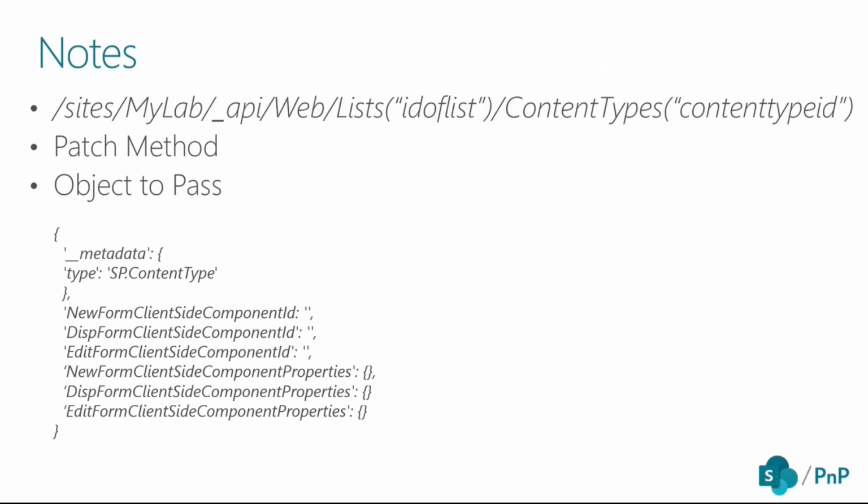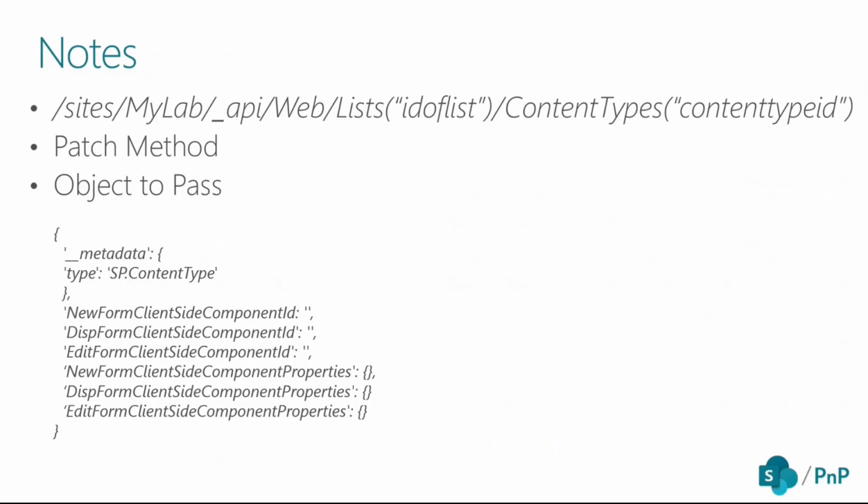So just a quick technical note. The crux of the web part is that it makes a REST API call to update the content type property of a particular list. The association of the form customizer extension needs to be done via content type. It is not at the list and library level.